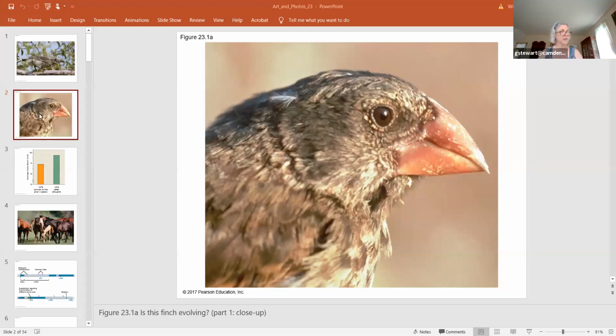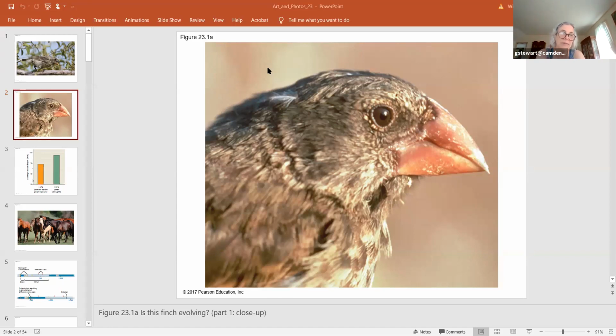All right, so chapter 23 is called The Evolution of Populations, and the reason that this picture of the finch is here is because we're trying to remind you that a population is the smallest unit of evolution, and what that means is individuals cannot evolve. Individuals can adapt to an environment, individuals can pass their genes on to the next generation, but an individual is not evolving.